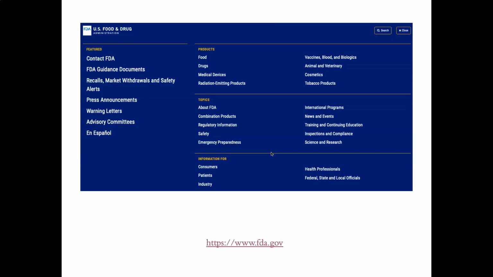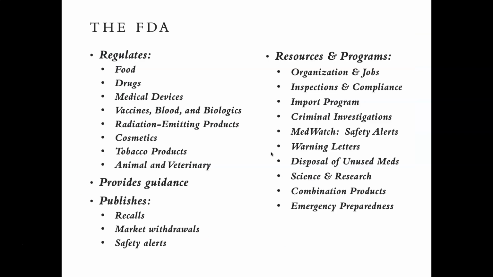All right, moving on. What is the FDA? What do they do? What are they all about? Well, the FDA regulates food, drugs, medical devices, radiation-emitting products, vaccines, blood, biologics, animal and veterinary foods and medicines, cosmetics, tobacco products. Oh, mercy. They are a busy, busy place. They handle the recalls and the market withdrawals, safety alerts, warning letters. They do inspections and compliance and all sorts of things.